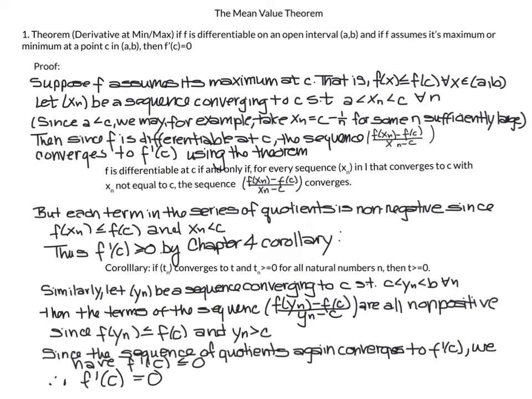Now what we have is: when we approach c from the left, f prime of c is greater than or equal to 0. When we approach c from the right, we get f prime of c is less than or equal to 0. So these two results both need to be true, which implies that f prime of c must equal 0.